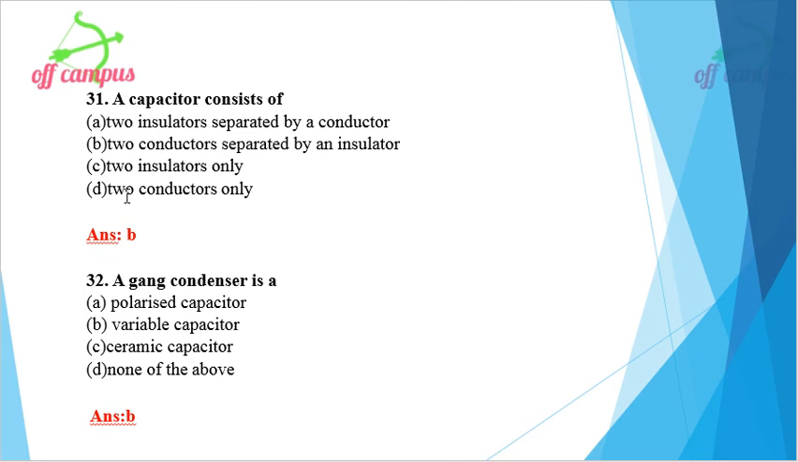Then a capacitor consists of two conductors separated by an insulator. It is very important not to be confused by what is given in the options. Two insulators separated by a conductor is not a correct one. A capacitor consists of two conductors separated by an insulator. Option B is the right option. Then a gang condenser is, four options are given. Answer B, variable capacitor, is the right option for this problem.